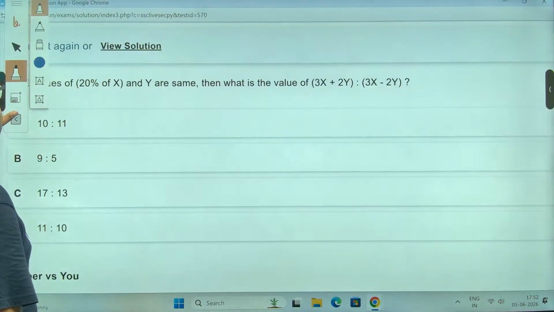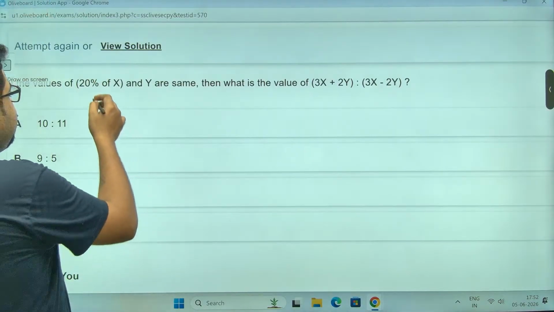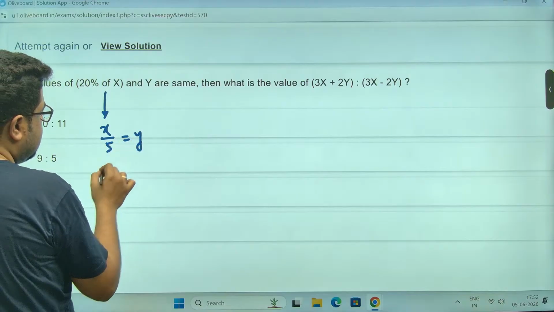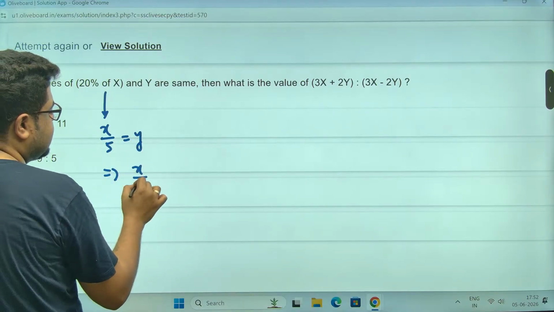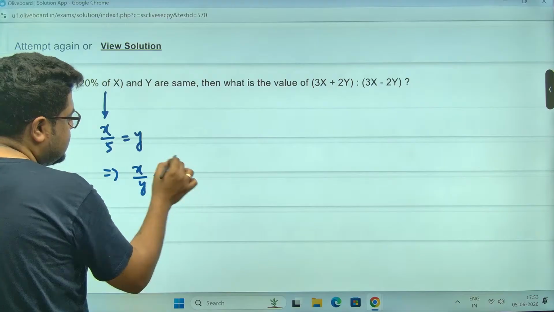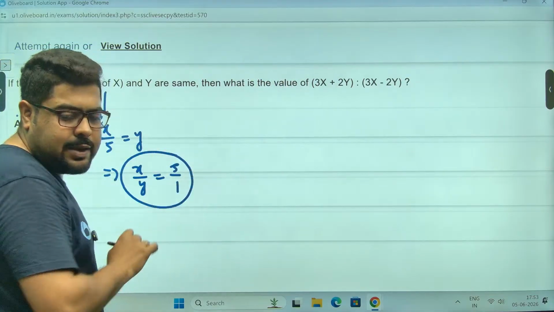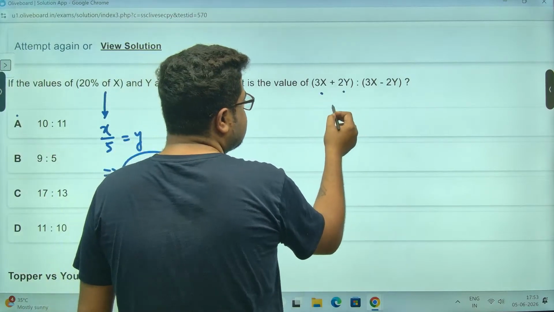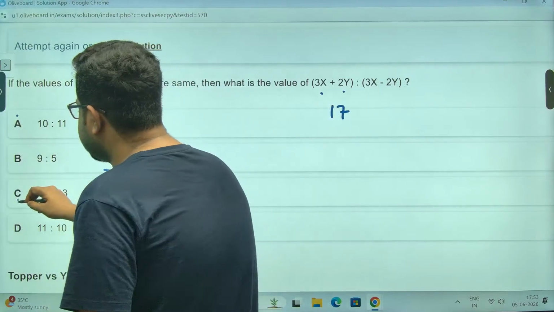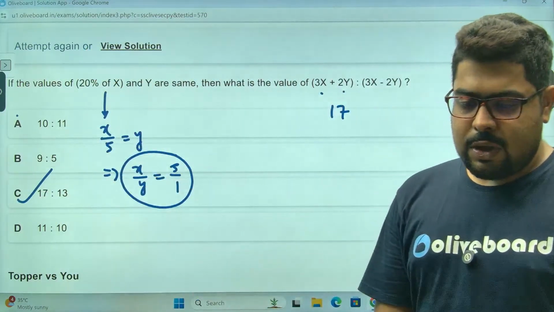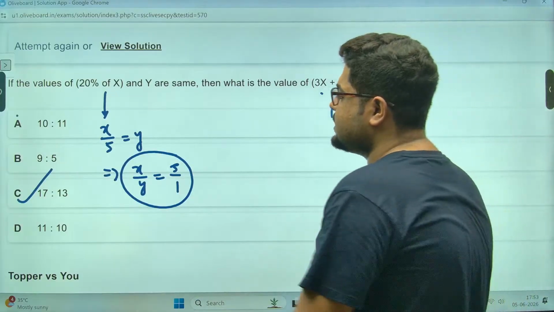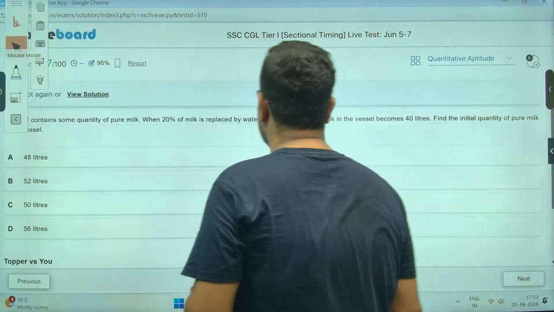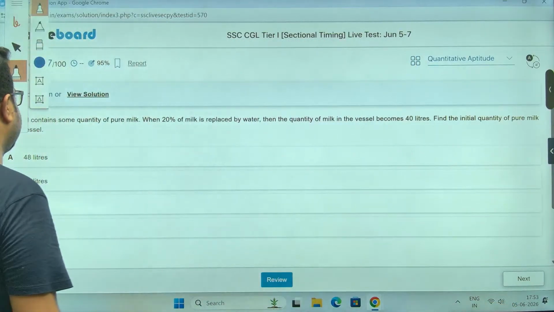Sir, they have told us the value of 20% of x, meaning 1 by 5 x, is y. The ratio they are asking is x by y equal to 5 by 1. So ratio given, ratio asking, meaning we can put the values directly. You put x equal to 5, y equal to 1. 15 plus 2 is 17. Does any option have 17, sir? Option C is the only possible answer, because 17 is a prime number. That's why I checked once, I got 17. I did not calculate the second part even.